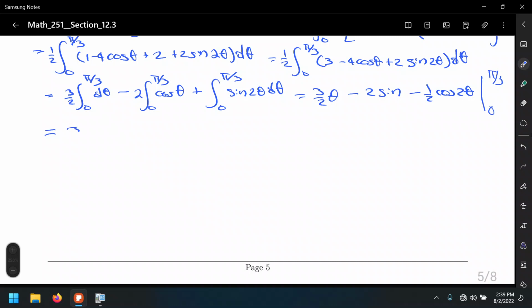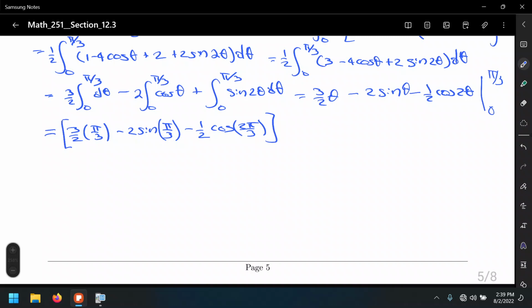So that's going to be 3/2 of pi over 3 minus 2 sine pi over 3 minus 1/2 cosine of 2 times pi over 3, which is 2 pi over 3. That's when we substitute the upper limit.